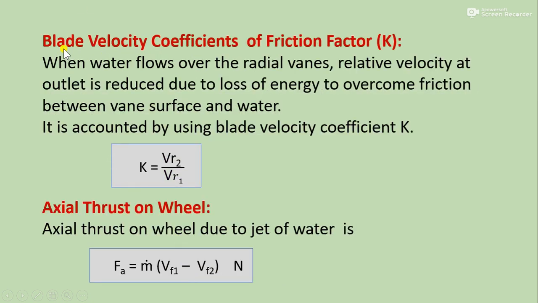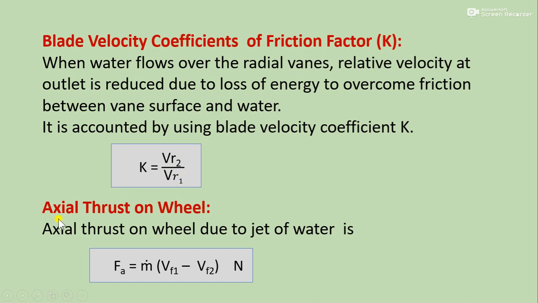Now here is a term, blade velocity coefficient or friction factor. It is shown by K. Now what is it? When water flows over the radial vanes, the relative velocity at outlet is reduced because of loss of energy to overcome friction between the vane surface and water. So it is accounted for by a letter K, that is the blade velocity coefficient. It is the ratio of relative velocity at outlet to relative velocity at inlet.